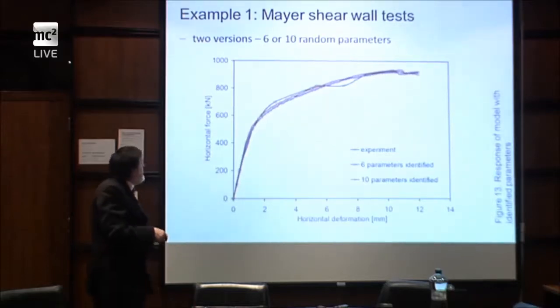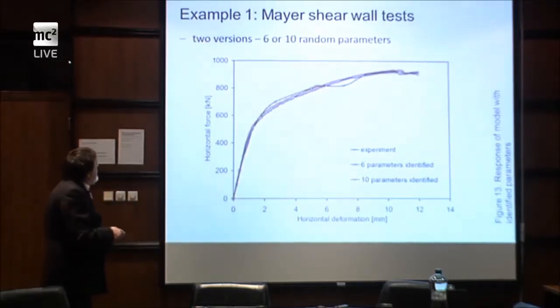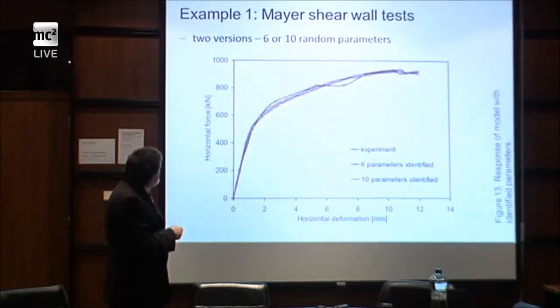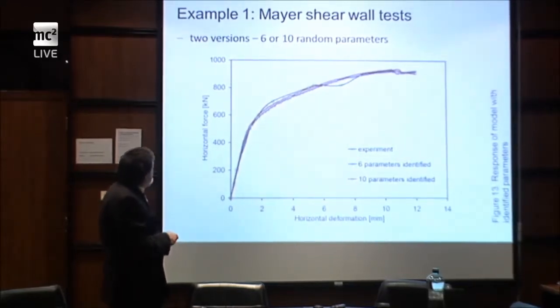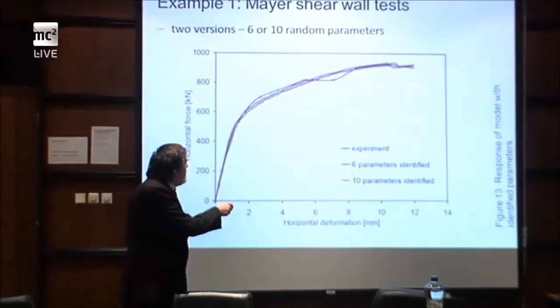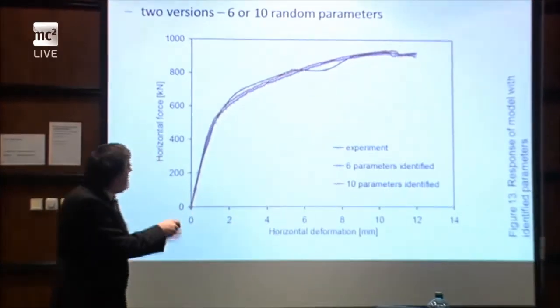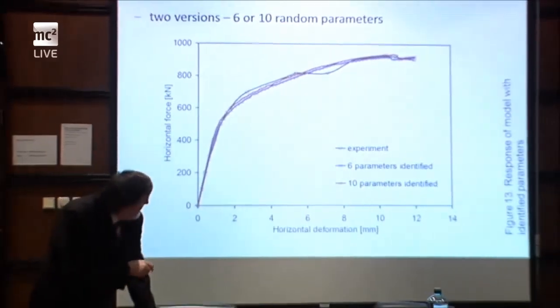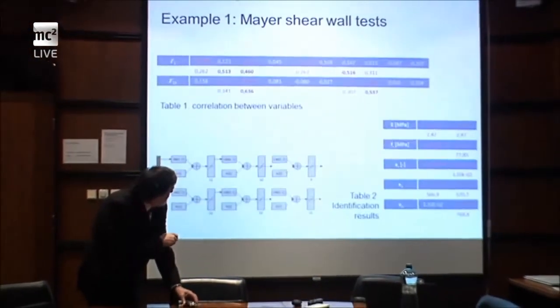And after the training, we had two versions. Sensitivity analysis resulted in considering 6 or 10 random parameters, and after identification of these parameters, we got very good agreement with the experimental curve, which was hardly achievable by a trial and error approach, because it was a complicated combination of parameters, especially in this region. So this is the result of calculation after identification. I hope I have it here.